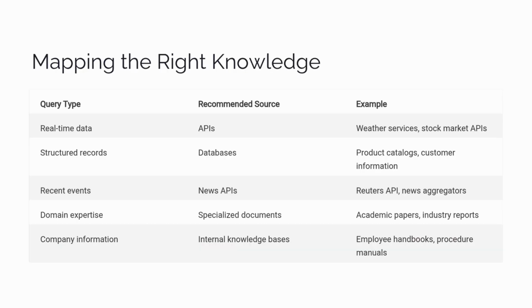For real-time data, use application programming interfaces like weather services or stock market application programming interfaces. Structured records are best sourced from databases such as product catalogs. Recent events can be tracked via news application programming interfaces like Reuters. For domain expertise, refer to specialized documents like academic papers. Company information is found in internal knowledge bases, such as employee handbooks.